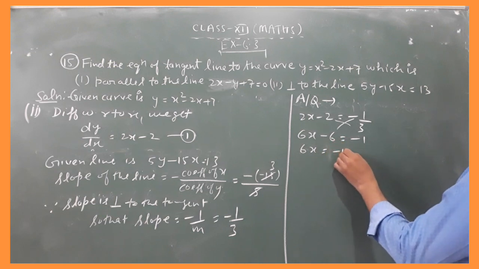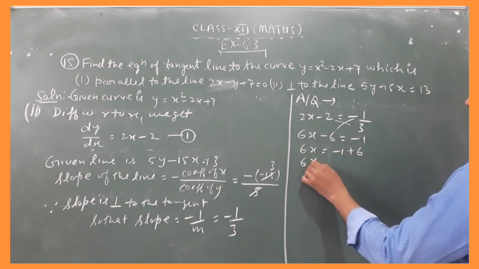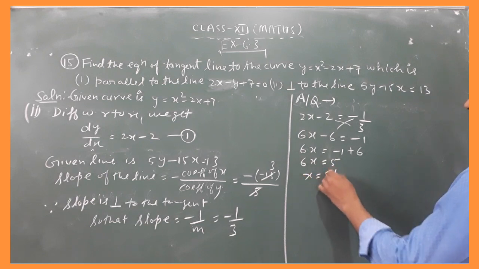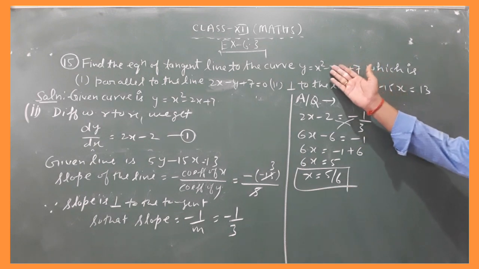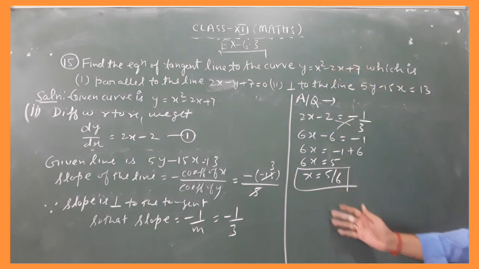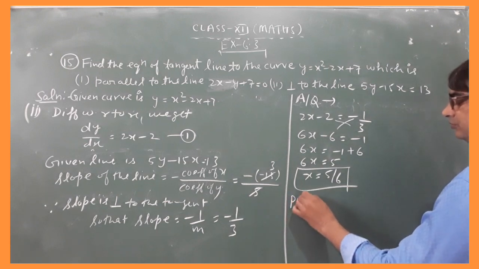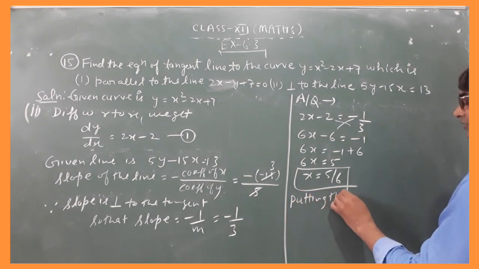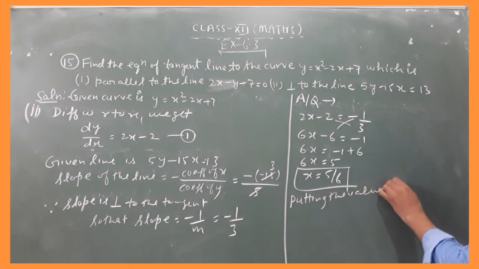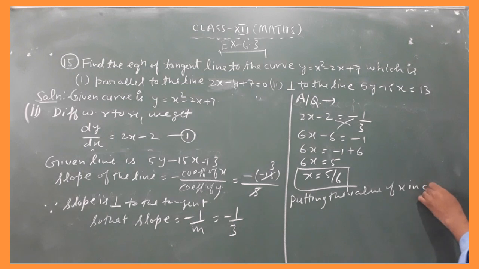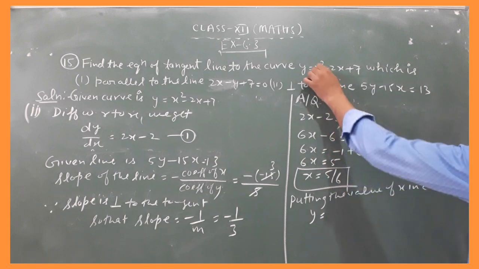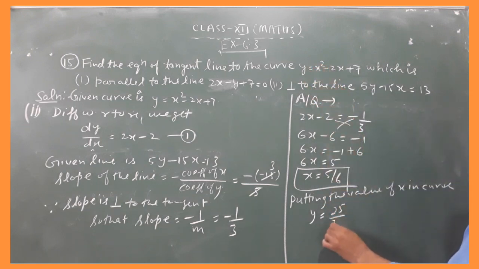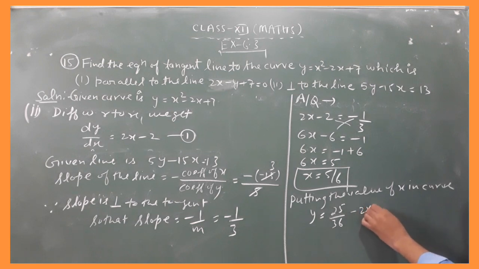6x is equal to minus 1 plus 6. It means 6x is equal to 5. x is equal to 5 by 6. Putting the value of x in the given curve, we get the value of y. So putting the value of x in the curve, y is equal to 25 by 36 minus 2 into 5 by 6 plus 7.